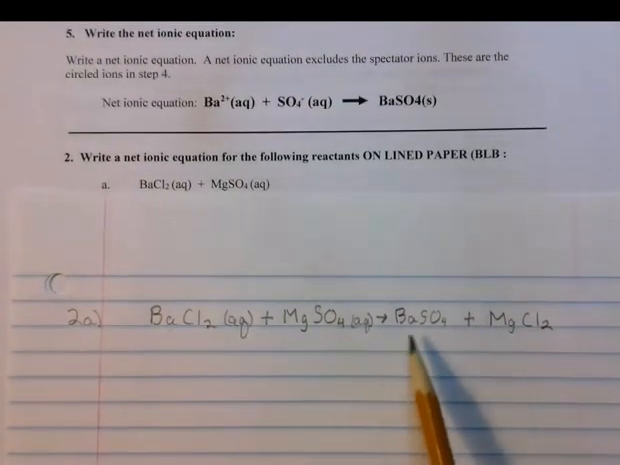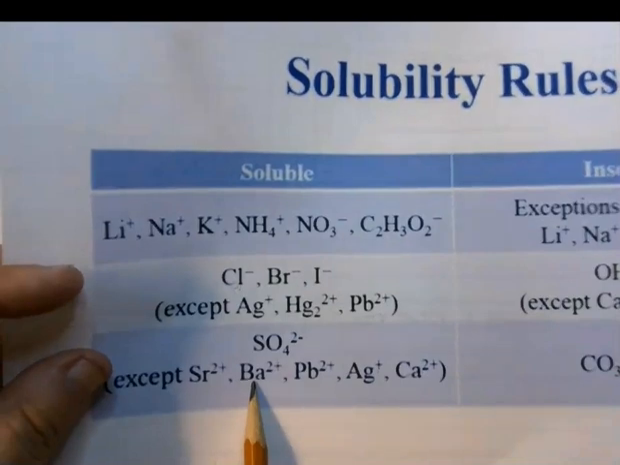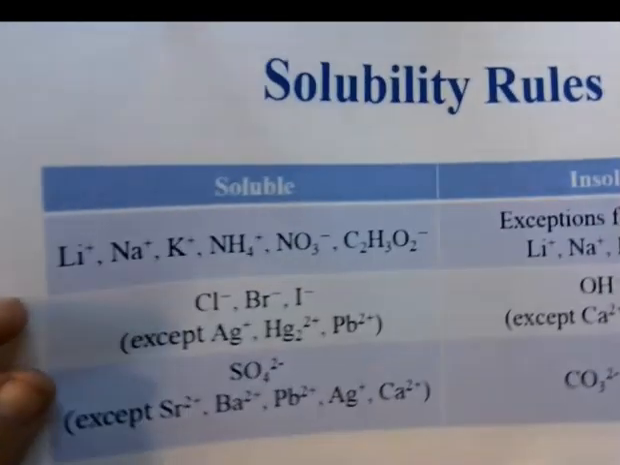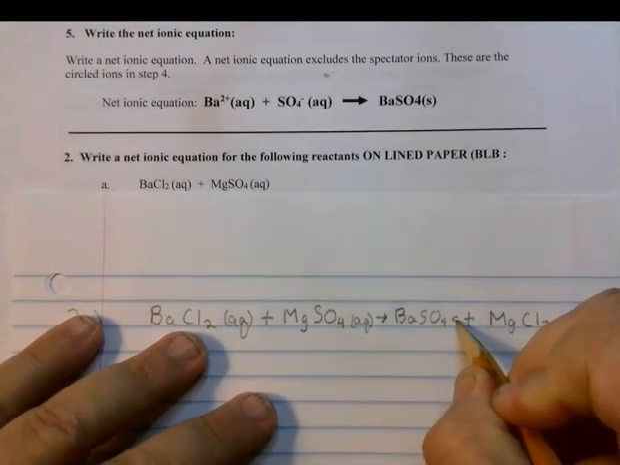Over on the product side, we have barium sulfate, so we come over here. We have sulfate, which is soluble, but barium is one of the 5 exceptions, so that means this compound is insoluble. So we put a solid after that.